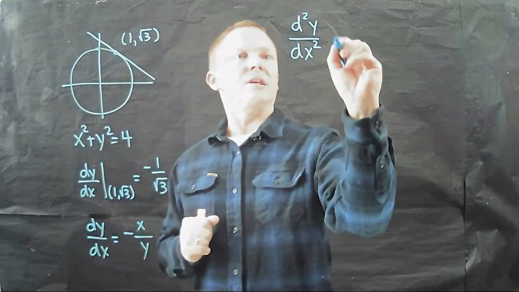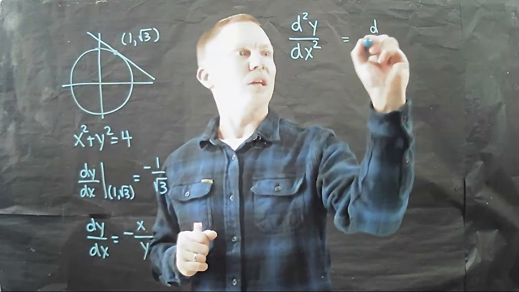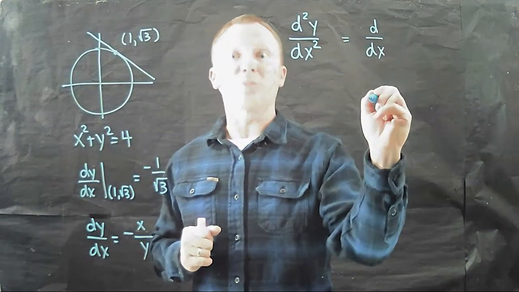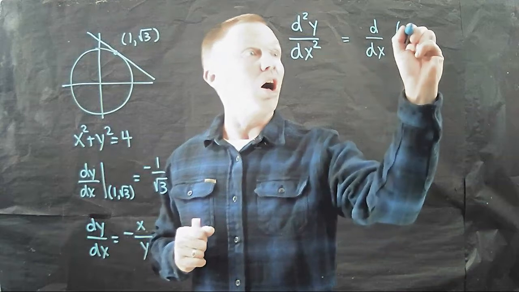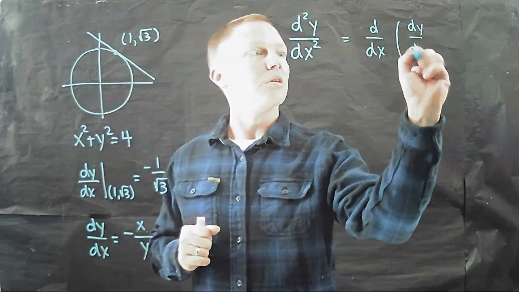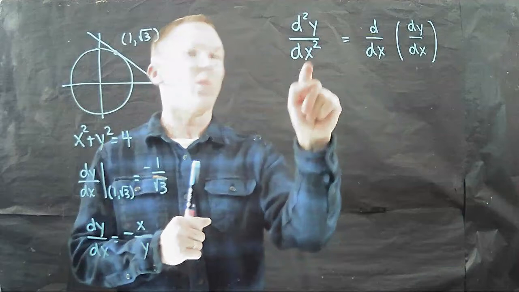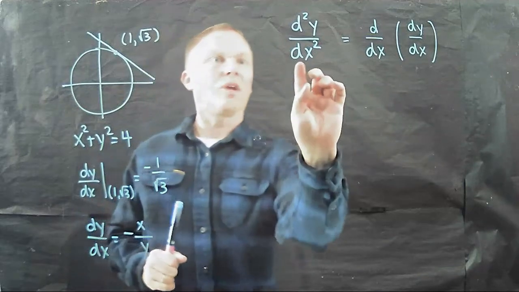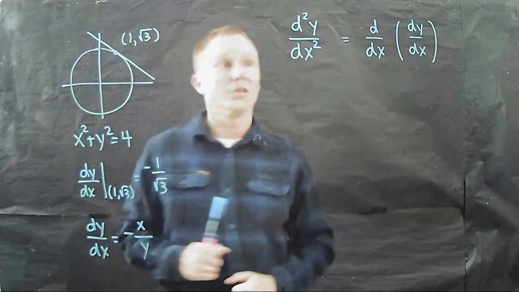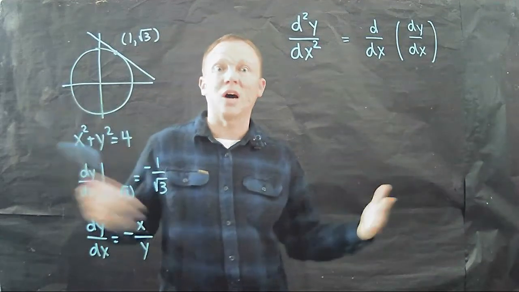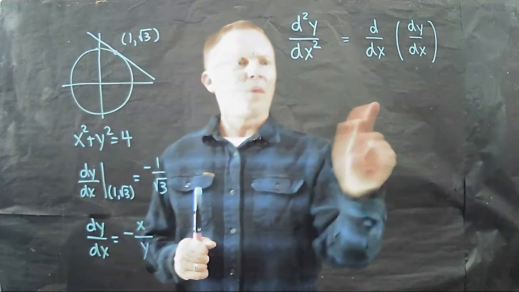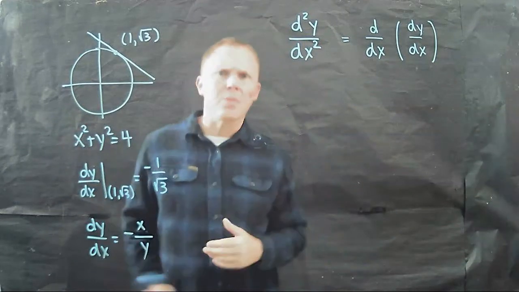So what this means, it's actually the derivative with respect to x of dy dx. This is how we write it. This is the shorthand way of writing the derivative with respect to x of dy dx. And we have alluded to this in the past.